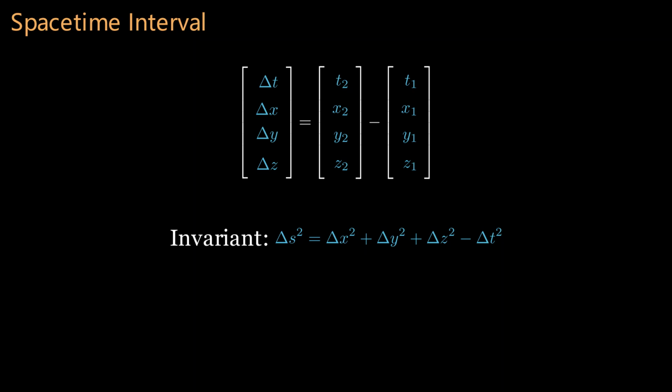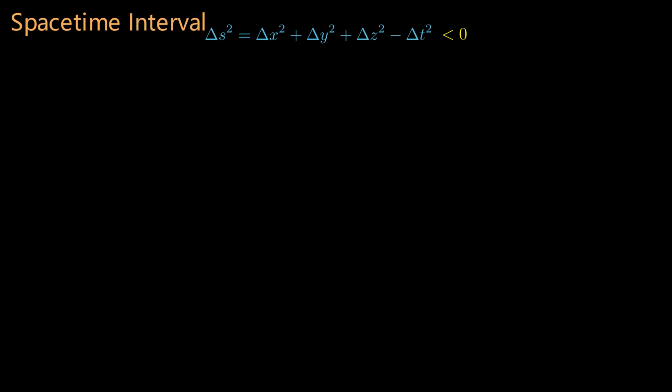As long as the two events are fixed, regardless of the inertial reference frame, the sum of the squares of the spatial components minus the square of the time component will be a definite value. This invariant is known as the spacetime interval between the two events. It can be less than 0, greater than 0, or equal to 0, and we will discuss these cases one by one. When this invariant is less than 0, we say the two events are time-like separated.